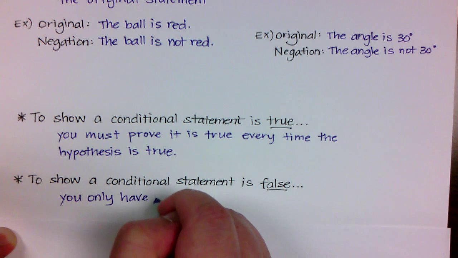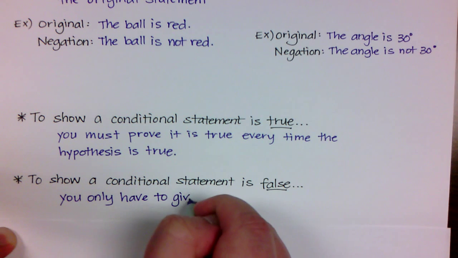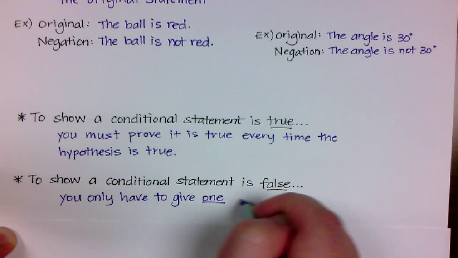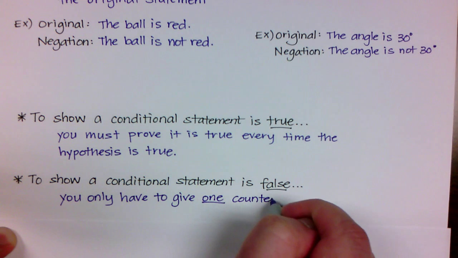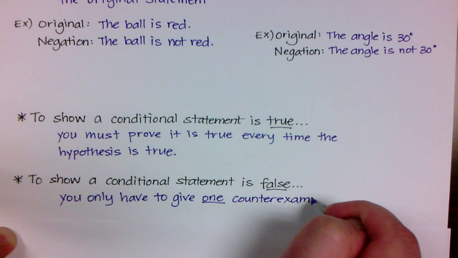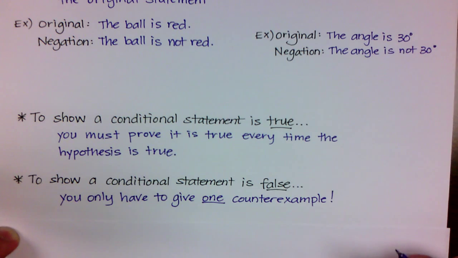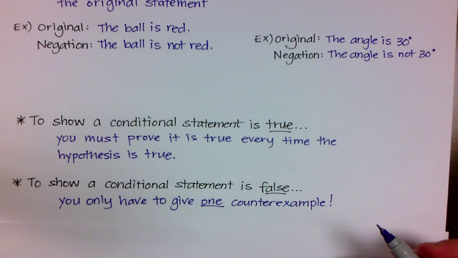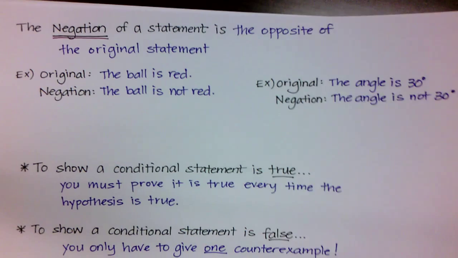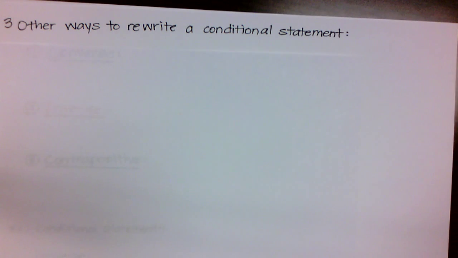Let's write that down. For instance, if I claim that all balls were red and I found one ball, like a tennis ball, that's green, I found one counterexample to prove that that statement was false. So let's move on. You're going to learn 3 other ways to rewrite a conditional statement.